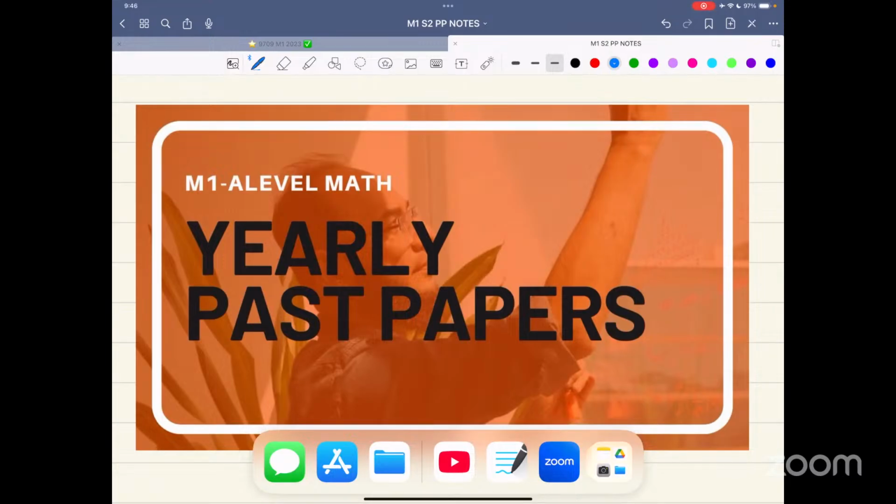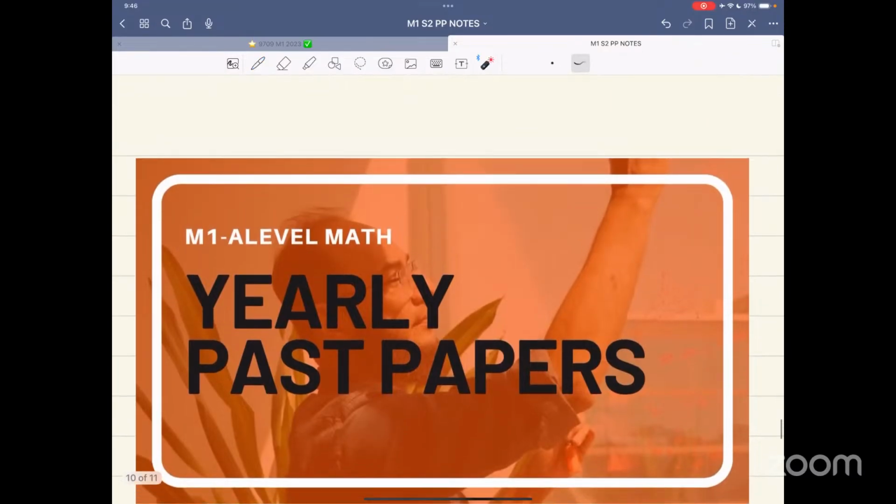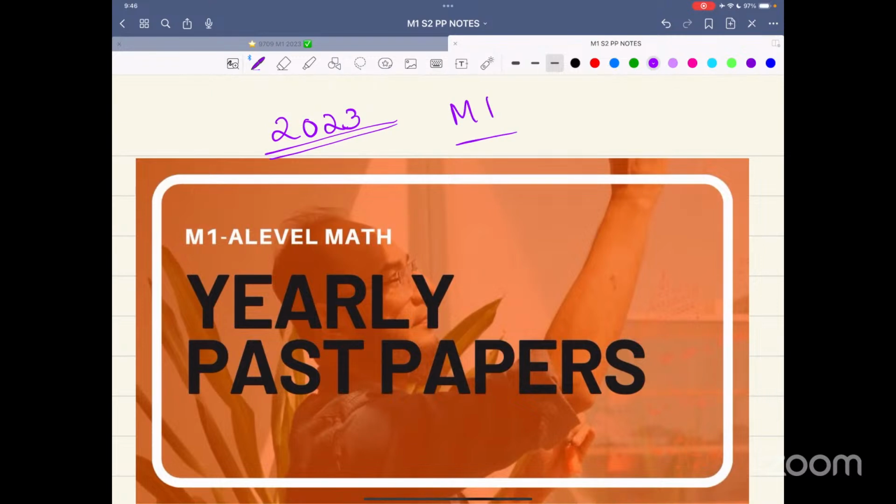So now let's focus our attention on the recent papers. 2024, I have solved some of them, but I am very much interested in the papers of 2023. So let me go to 2023 M1 papers and let's get started with a review of these.